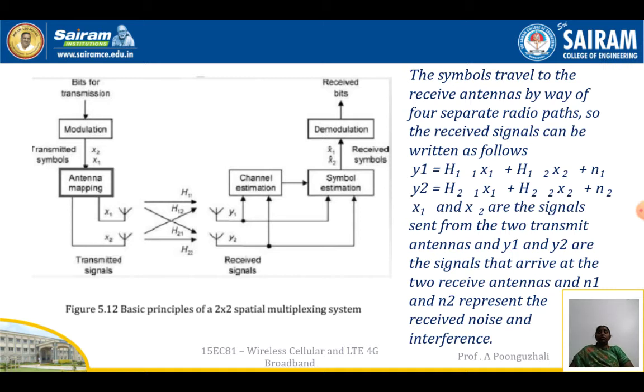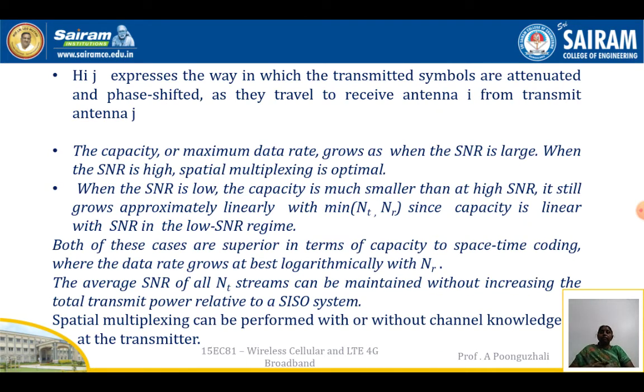Y1 and Y2 are the signals that arrive at the two receive antennas. N1 and N2 represent the received noise and interference. Hij expresses how the transmitted symbols are attenuated. So when it is passing through the channel, how is the symbol going to be attenuated? It is represented by Hij as they travel to the receive antenna i from the transmit antenna j.